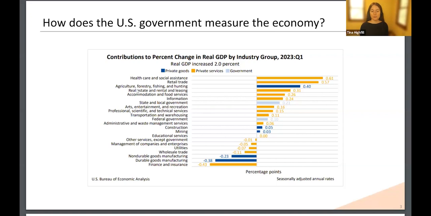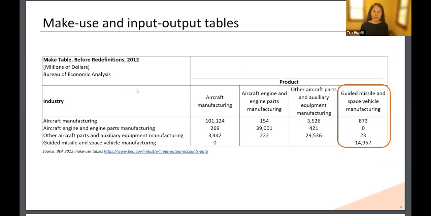I wanted to give you some idea of what we're talking about when we measure the economy. We're looking at industries like healthcare, retail trade, agriculture, and we're looking at movement in production of goods and services in a specific time period. So we have the GDP statistics, and then we have underlying statistics as well. One of the ways that we measure GDP is with input-output tables or make-use tables. I have a snippet here from 2012 data. This is the most recent data we have online, but of course in-house we do have more recent data.